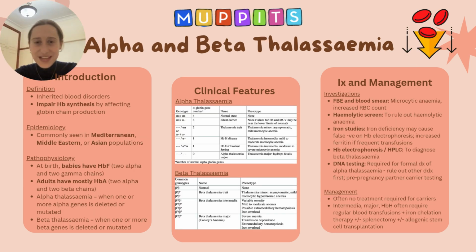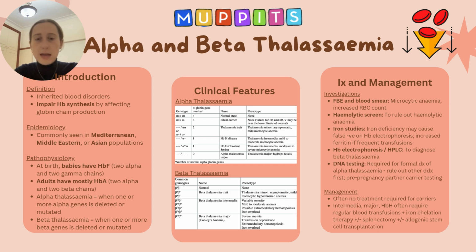Okay, a little bit of change of scenery. The next differential I'm talking about is alpha and beta thalassemia. So, first of all, what is thalassemia? They're inherited blood disorders, and they impair hemoglobin synthesis by affecting the production of the globin chain of the hemoglobin molecule. I guess what is quite buzzwordy is that they're commonly seen in certain populations, so specifically Mediterranean, Middle Eastern, or Asian populations.